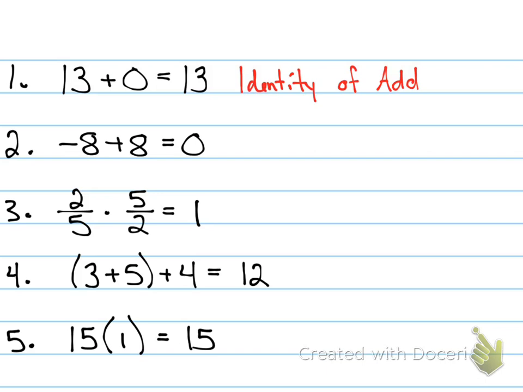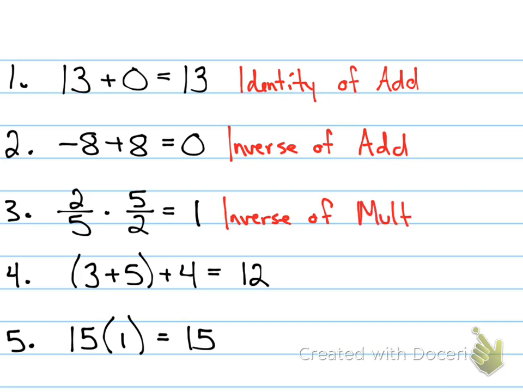All right, number 2, what'd you get? Inverse of addition. Very good. What about number 3? Inverse of multiplication. Very good. What about number 4? Associative of addition. I don't care if you abbreviate the operational word like I'm doing.